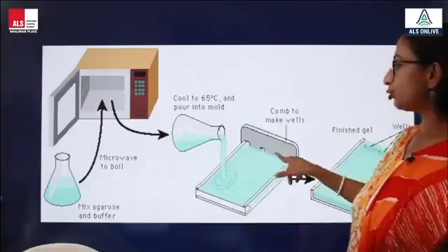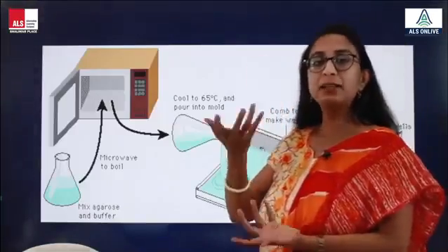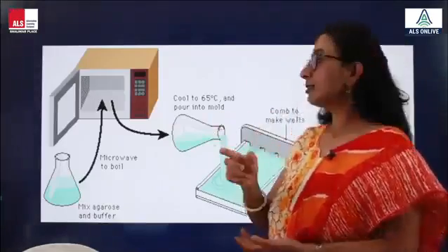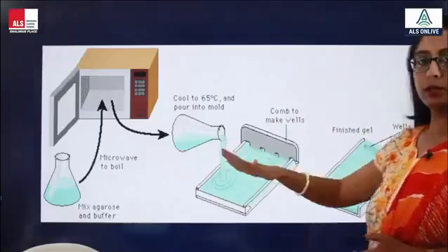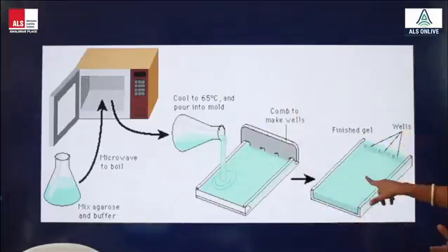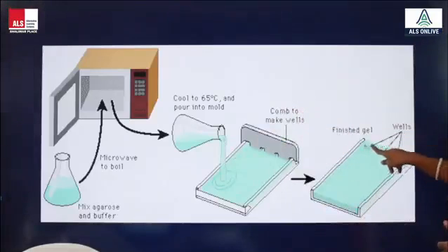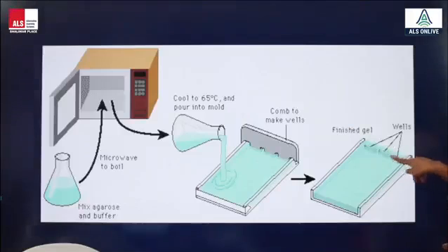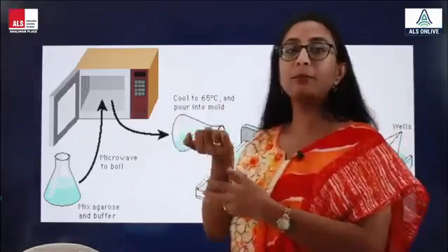So what is this comb for? Because we need a hole to load the samples, isn't it? Otherwise, where will you load the sample? That is why we place combs over here. You allow it to cool, and once it is cooled, after some time you can remove this gel from here. When you remove the comb, you will have holes over here. These are called wells. It is in these wells only that you will place your DNA sample or RNA sample or protein sample.